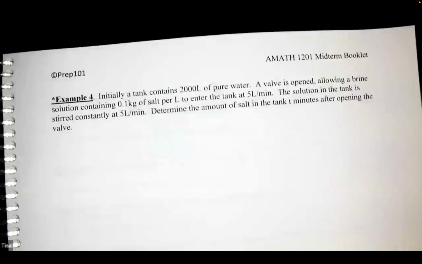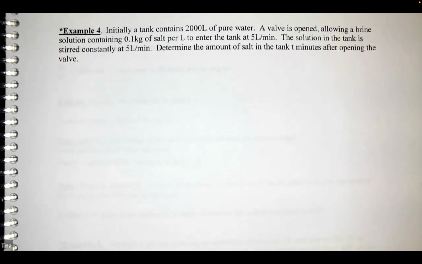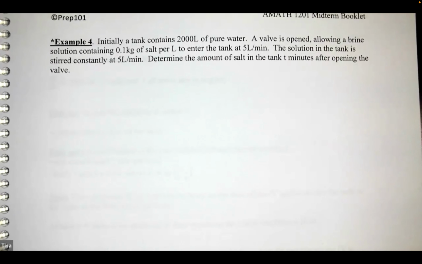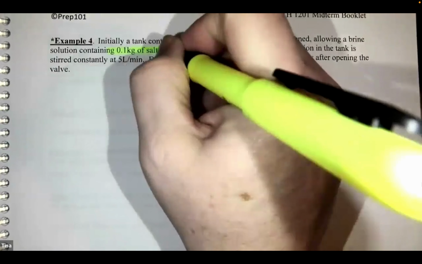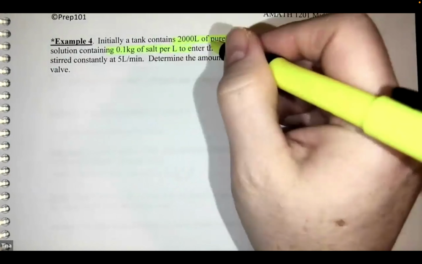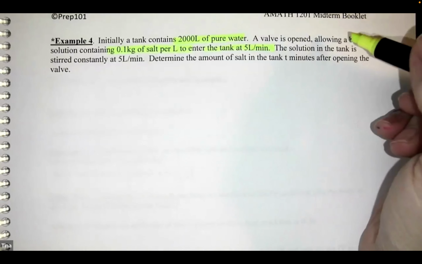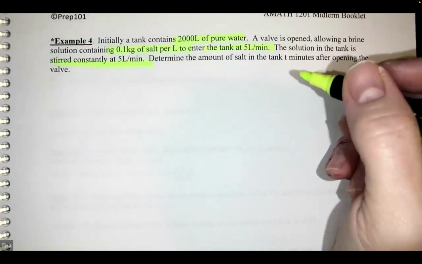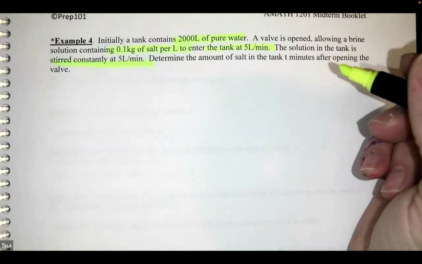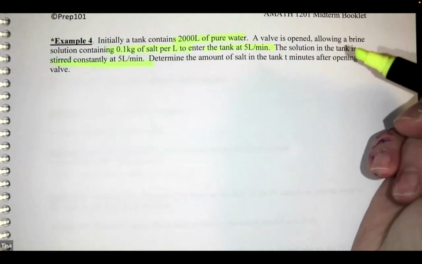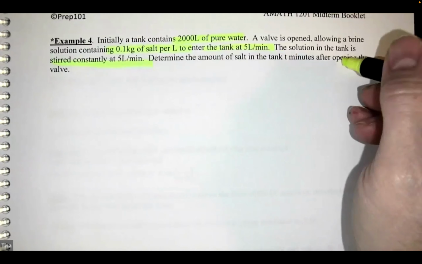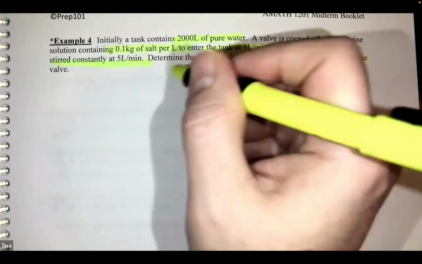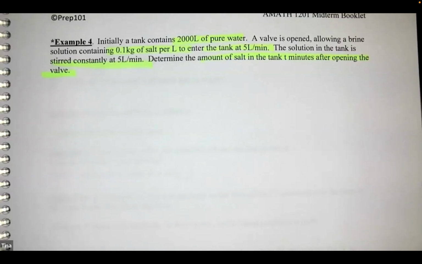So initially, the tank contains 2,000 liters of pure water. A valve is opened, allowing a brine solution containing 0.1 kilograms of salt per liter to enter at 5 liters per minute. It's stirred constantly is another way to say it's going out at 5 liters per minute. I personally hate that terminology. I wish they'd just say out, but sometimes they do it like that. Determine the amount of salt t minutes after opening the tank.